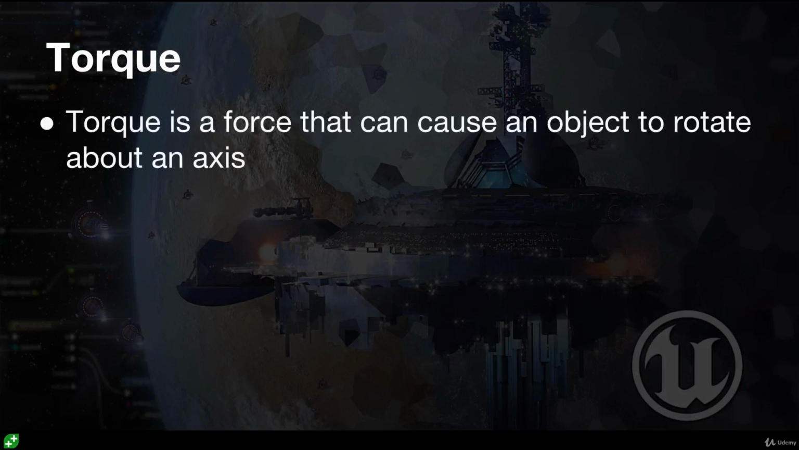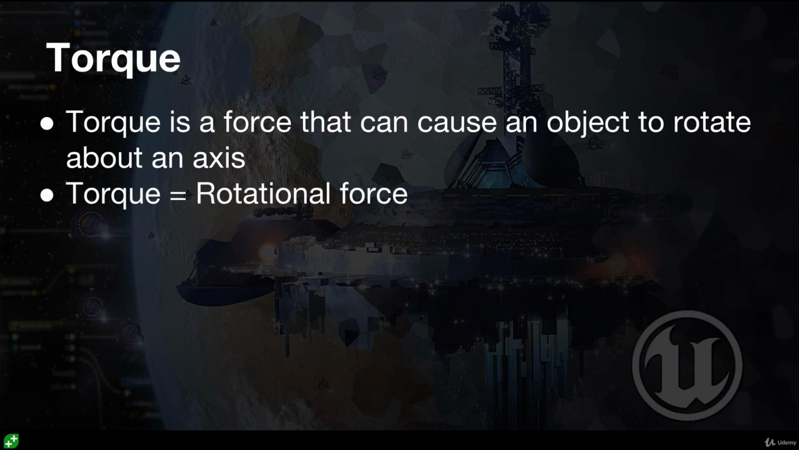Torque is a force that can cause an object to rotate about an axis. You can refer to it as adding a torque to an object, or just simply adding torque to an object. In our case, we're going to be adding torque to our mesh. But to simplify it, when you hear torque, you can think of a rotational force that will cause our mesh to rotate. We're going to be breaking it down throughout this lesson.